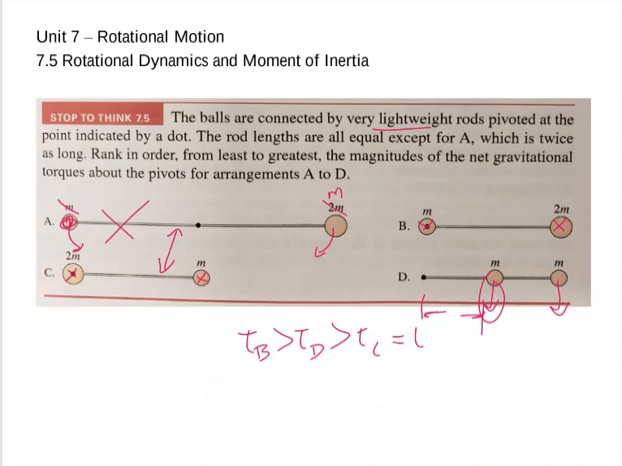So equals there. Now I wrote this backwards. So the actual answer should be torque on A equals torque on C less than torque on D less than torque on B. But really, we have the right idea. Okay?